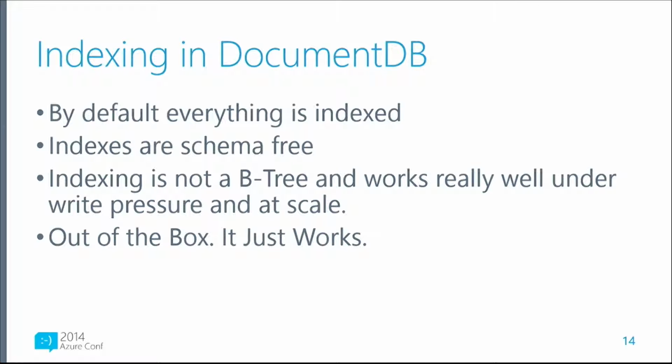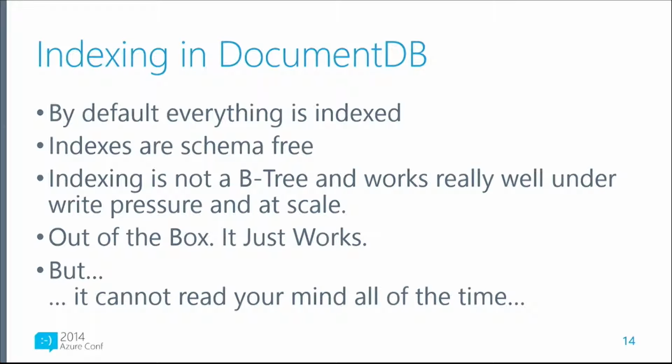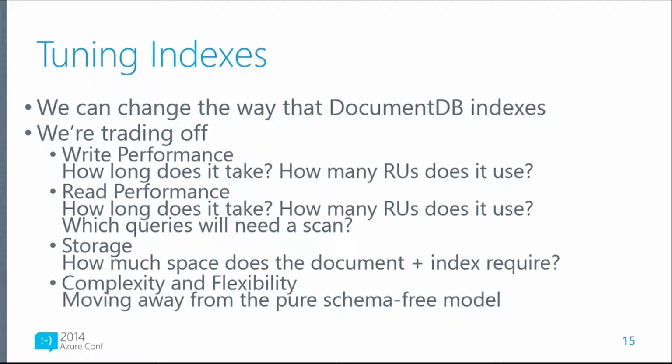So, out of the box, it just works. But it can't read your mind all of the time, right? So everything is indexed, but everything is at the moment hash indexed, right? Because we don't know if you want to treat a certain property as a range or a hash. So there are still benefits in defining some indexing optimizations in some situations. But again, I reinforce, by default, everything's indexed, and for the most part, it just works. So we can tweak, change, modify the way that DocumentDB applies its indexes.